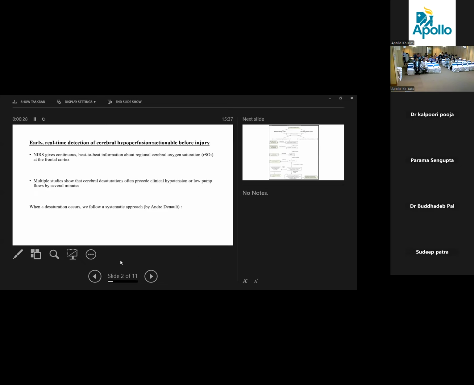It gives early, real-time detection of cerebral hypoperfusion, actionable before injury. NIRS gives continuous beat-to-beat information about regional cerebral oxygen saturation at the frontal cortex. Multiple studies have shown that cerebral desaturations often precede clinical hypotension or low pump flows by several minutes. When desaturation occurs, we follow a systematic approach to detect and correct it.